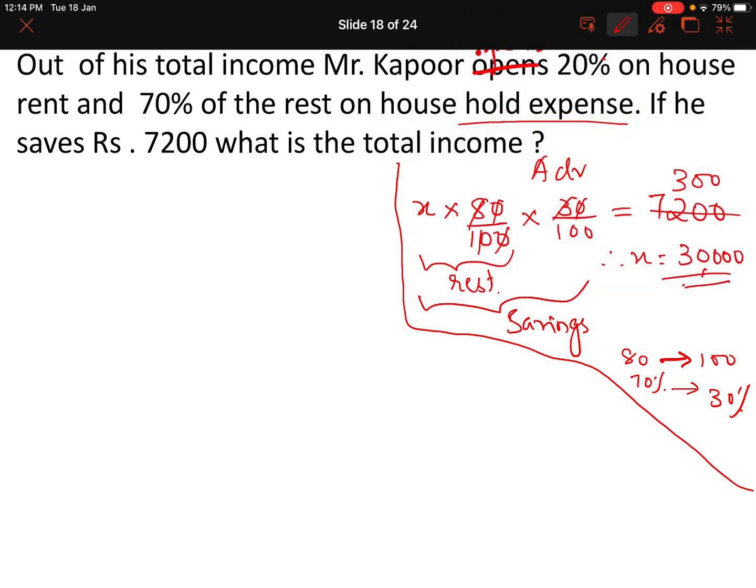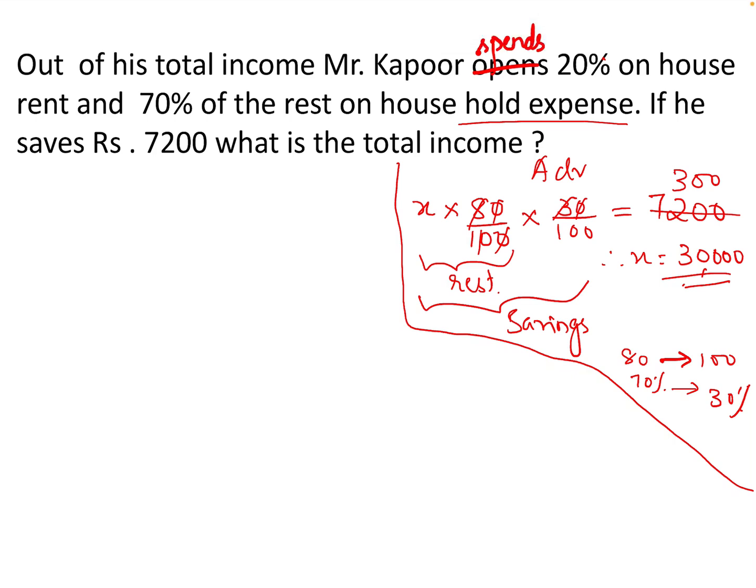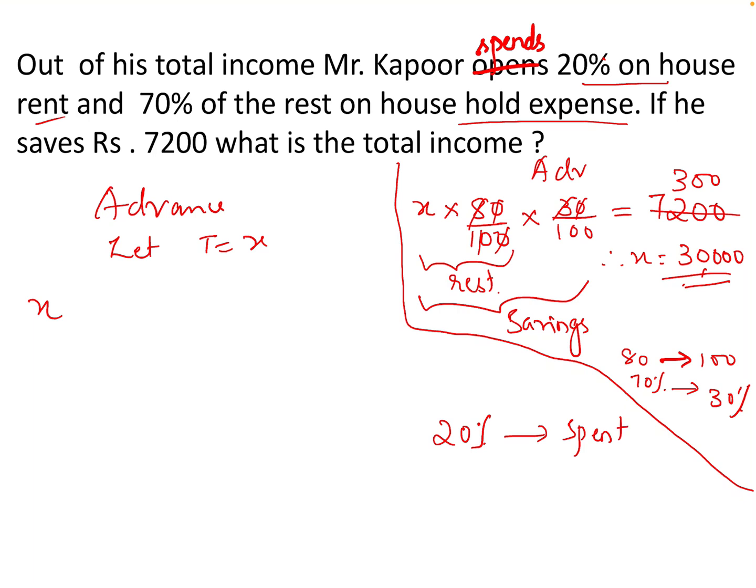Okay, once more we'll discuss this advanced method. Now let us assume his total income to be X. Now 20% on house rent he is spending. So after spending 20% of the income, how much will remain? 80%. So into 80 by 100. This is the remaining thing.